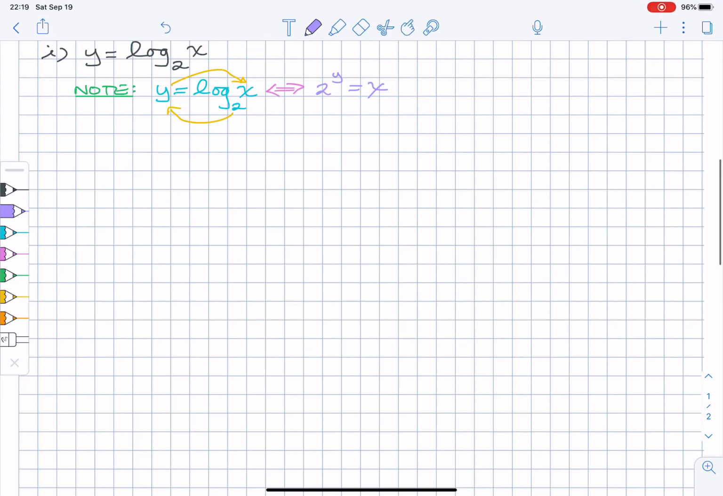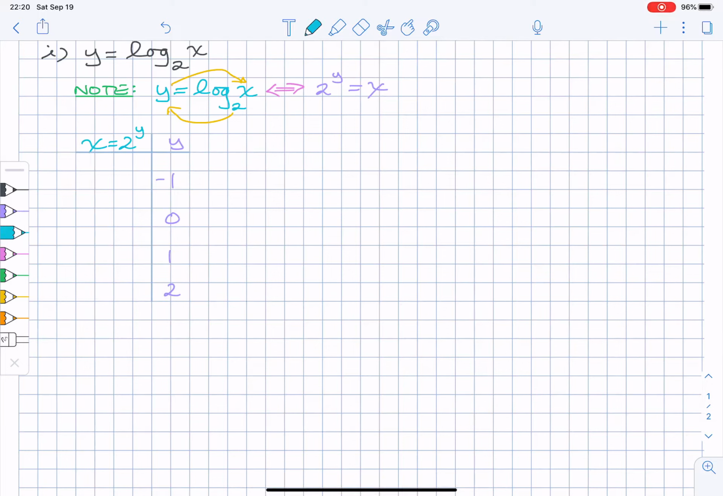Okay, so let's do an x and y chart. Do you agree that x is 2 to the y? So x equals 2 to the y. Let's have y be -1, 0, 1, and 2.